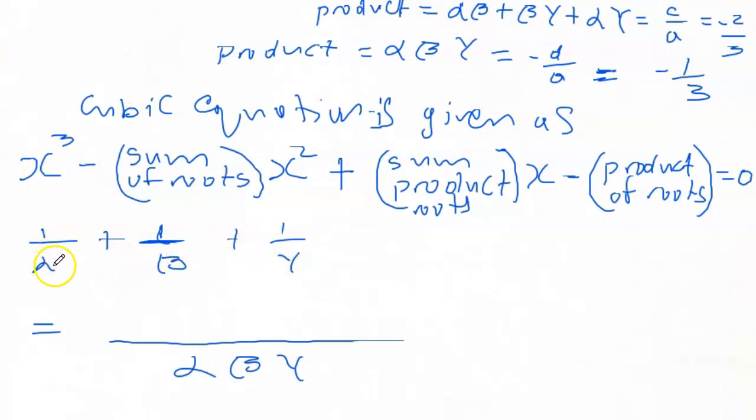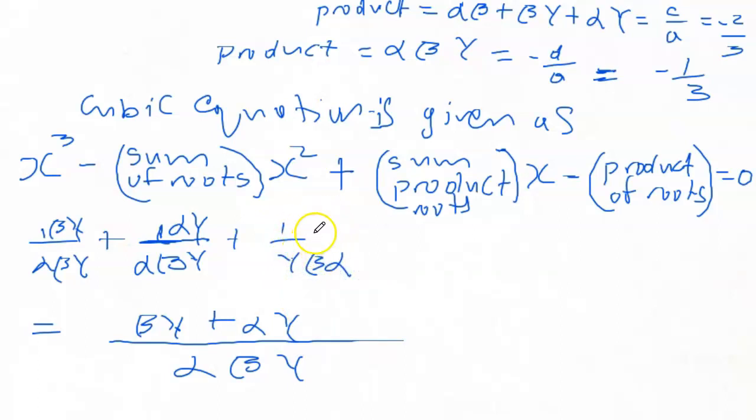Now, for this denominator to have alpha beta gamma, we need to multiply by beta and gamma, which means we have to multiply the numerator also by beta and gamma. So this first fraction, the numerator will be beta times gamma. The other one, for it to have the same denominator, we need to multiply it by alpha times gamma, and for it to remain equivalent, we have to multiply the top by alpha gamma. And the final one, we have to multiply by beta alpha, which means we multiply the numerator also by beta alpha.